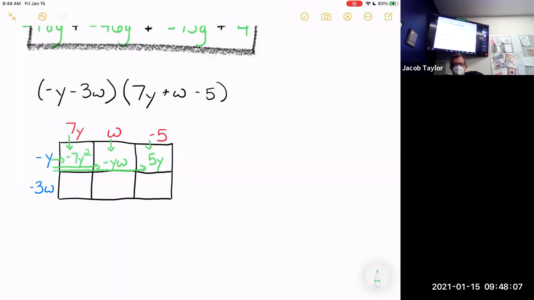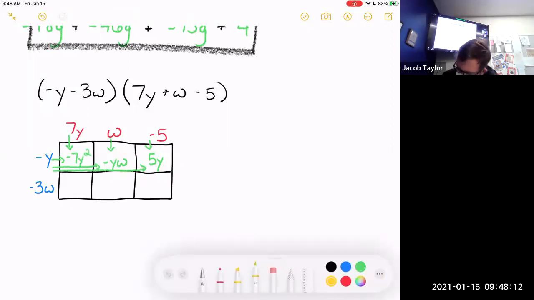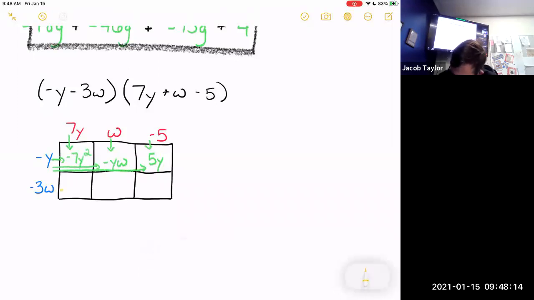This is how we do it. Negative 21yw. Very good. You said wy, which is fine. I'm going to do yw, not because I have to, but because you told me yw for the other one. So I'm just going to keep them all in the same order. Okay, what goes in the next box? Negative 3w². And then 15w.